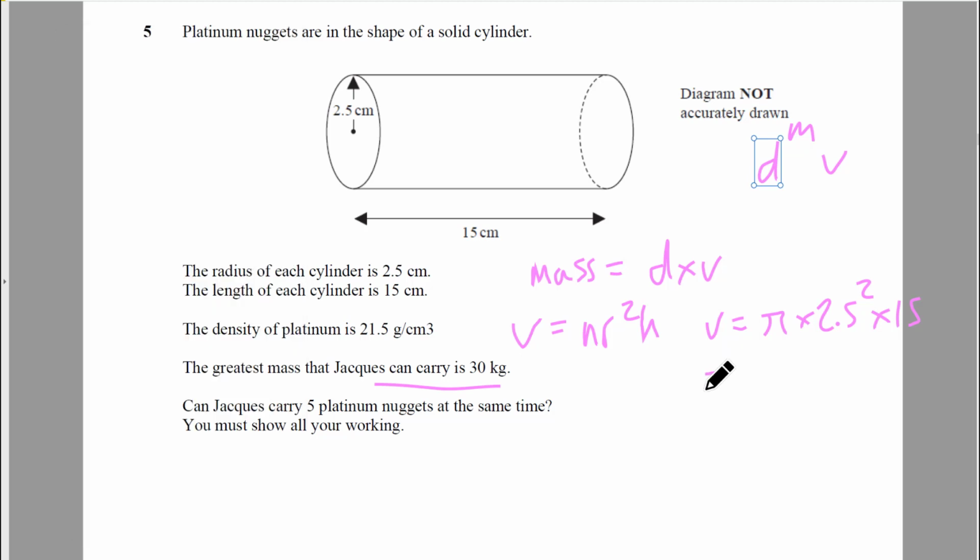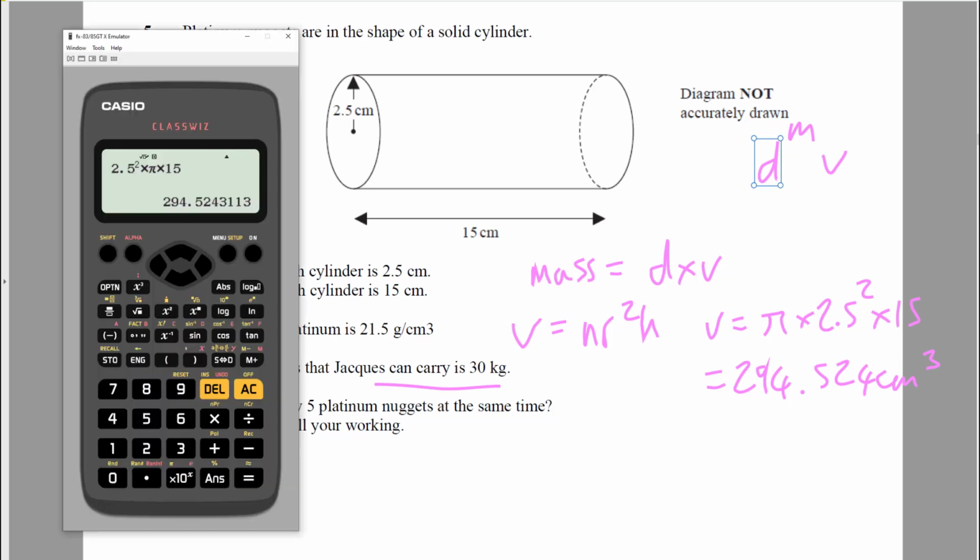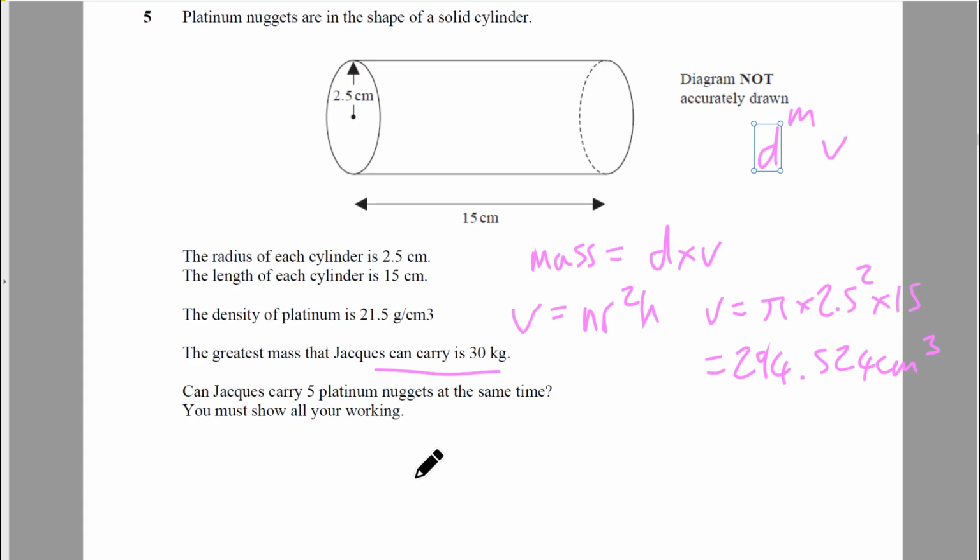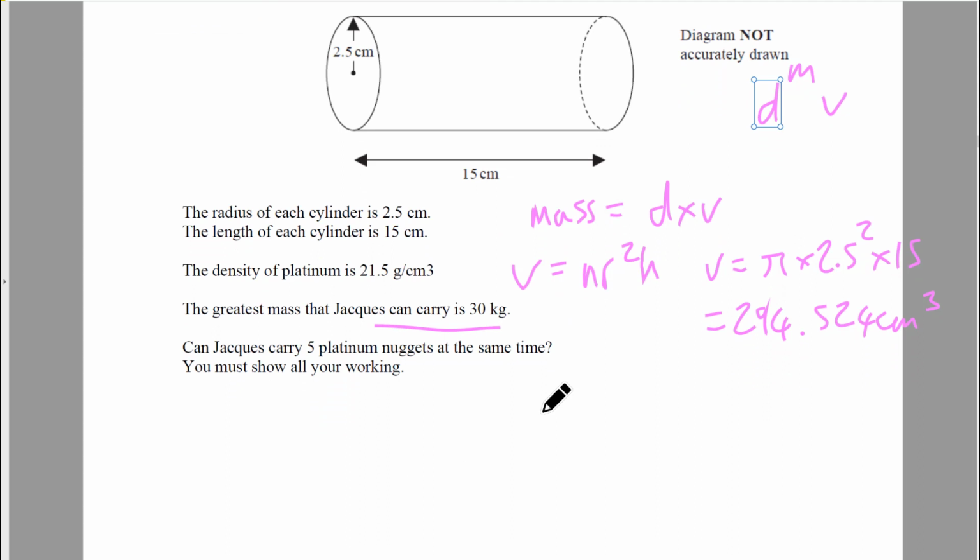$294.524, 294.524 centimeters cubed. That should be enough, 3 decimal places. So the mass. Right, be careful here. This is in grams and that is kilograms. So that metric conversion, double check that. So we can just convert that at the end.